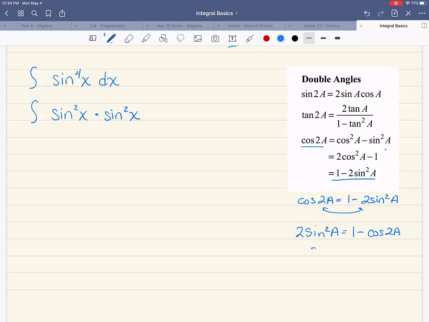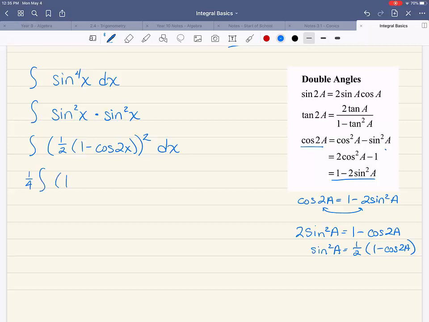Dividing both sides by 2 is the same as multiplying by 1/2. So I'm going to write a 1/2 out front. And I get this right here. Sine squared a equals 1/2 times 1 minus cosine of 2a. Now I can integrate 2a, but I can't integrate squared. So we write it in the integral as 1/2 bracket 1 minus cosine of 2x, the entire quantity squared dx. The 1/2 squared is 1/4, and I'm just going to pull it out of the integral. So now I need to multiply 1 minus cosine 2x times itself.